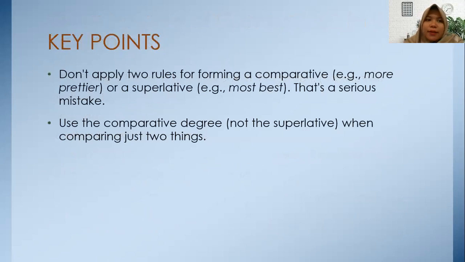The key points are don't apply two rules for forming a comparative. For example, more prettier is redundant, so it should be prettier only. Or a superlative like most best, that's a serious mistake, of course. And also you need to use the comparative degree, not the superlative, when you compare just two things. So remember about this.